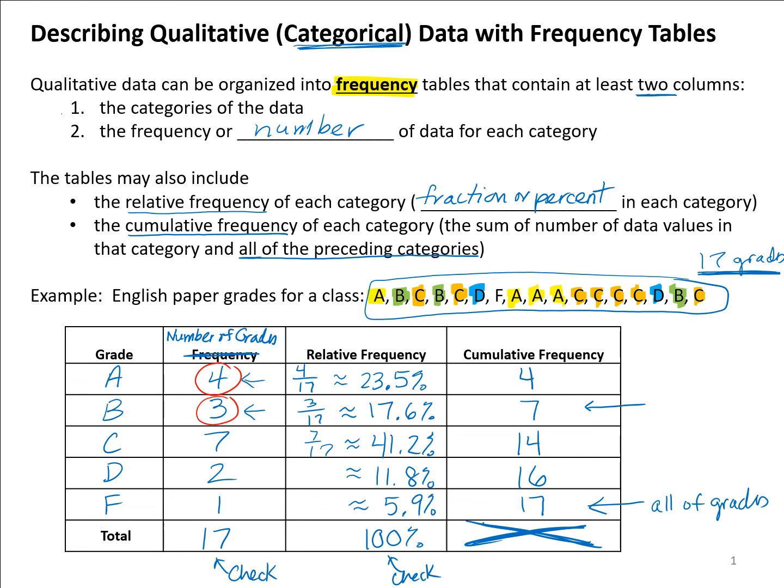For instance, this 7 cumulative frequency where we were at B's, this means that we have 7 papers that got a B or better. And that might be something you're interested in. Or for instance, if you're in high school and a D or better is passing, if we look at the D category, we had 16 papers that were a D or better. So 16 papers were passing. So sometimes the cumulative frequency has a nice meaning to the situation.